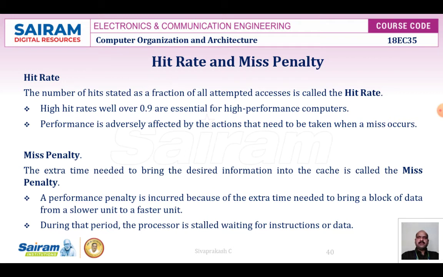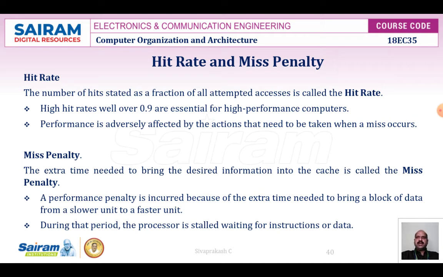The performance penalty is incurred because of the extra time needed to bring the block of data from a slower unit, the main memory, to the faster unit, toward the processor. So during that period, what happens? The processor is stalled. It is simply waiting for an instruction or data, which makes up the miss penalty.